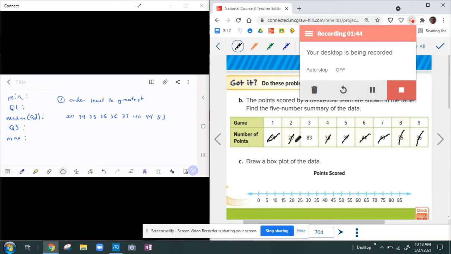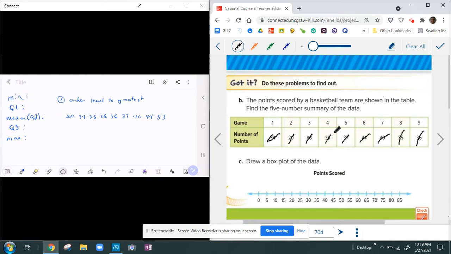So there I go. I just ordered them least to greatest. I like to cross off as I go, so I can keep track, and I didn't cross off that last one, but there you go. Now I have my list over here, and now it's time to find my five number summary. My lowest number is very simple. My min is 20. All right, I'm going to do my max as well. The highest number, the greatest number, that's 83.